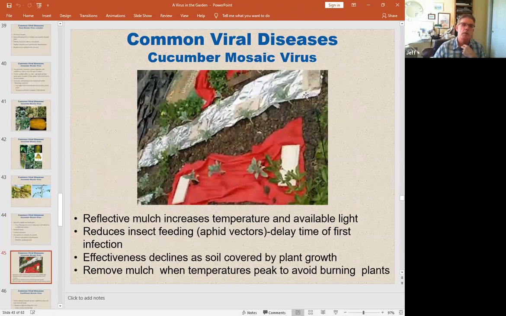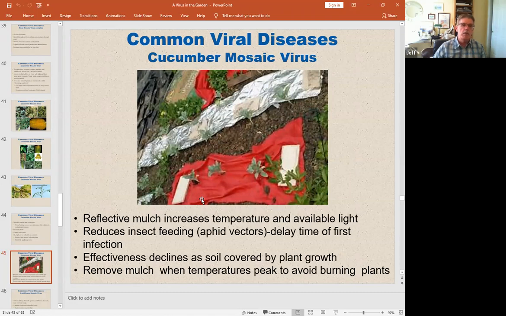So here's the reflected mulch. It increases temperature and light early in the season, which may help your crop growth. It reduces insect feeding. The aphids don't know where to land. They don't know which thing is ground. If all light is reflected at them from all directions, from the sky, from the foil, they have a hard time finding where they want to go. At least this system would delay the time of first infection, and you know how important that is.